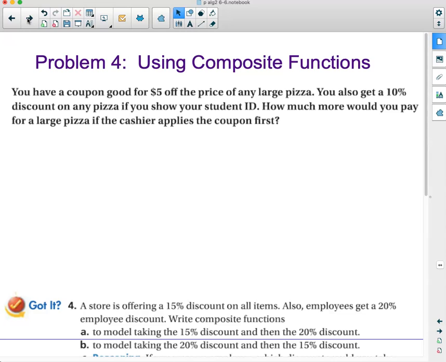You've got a coupon good for $5 off the price of any large pizza. Ooh, that's a good coupon. You also get a 10% discount on any pizza if you show your student ID. Ooh, that's a good deal too. How much more would you pay for a large pizza if the cashier applies the coupon first? Oh, we don't want to pay more. We want to pay less. So let's see. Anywhere in there, did it say how much my pizza costs? So that's my unknown. That's my x.